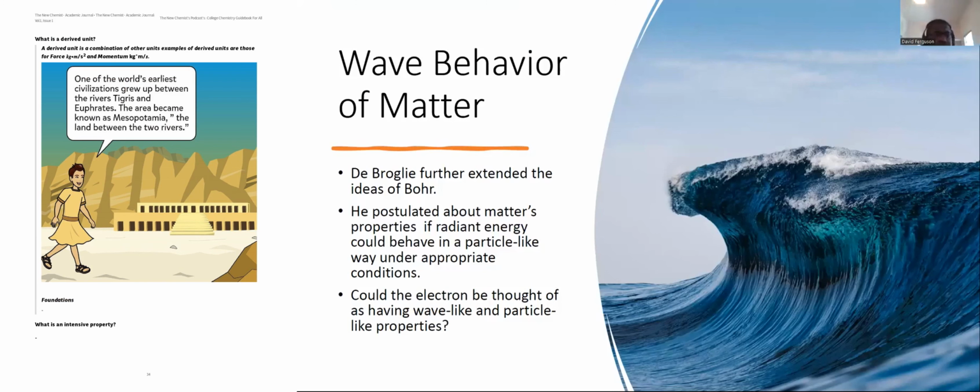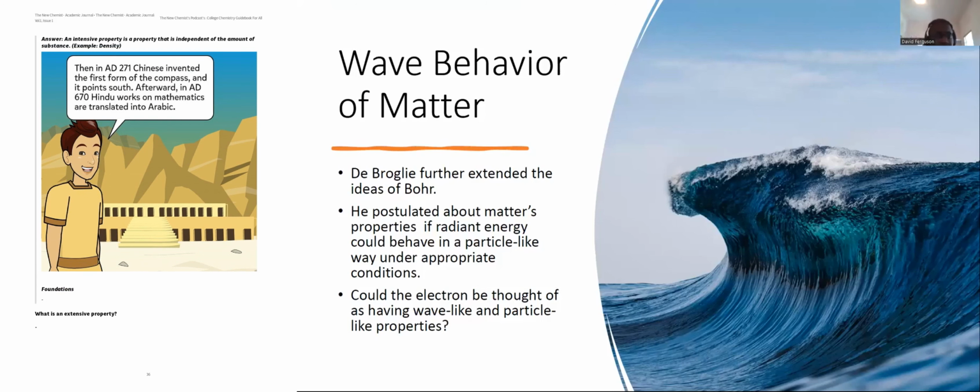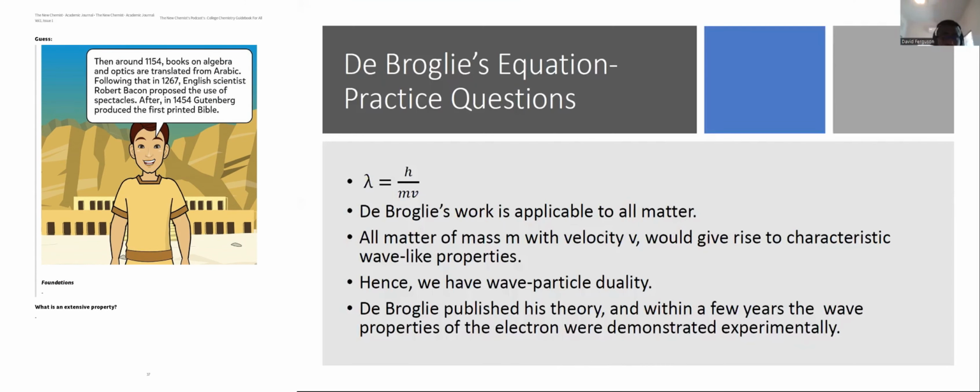De Broglie further extended the ideas of Bohr. He postulated about matter's properties. If radiant energy could behave in a particle-like way under appropriate conditions, could the electron be thought of as having wave-like and particle-like properties?